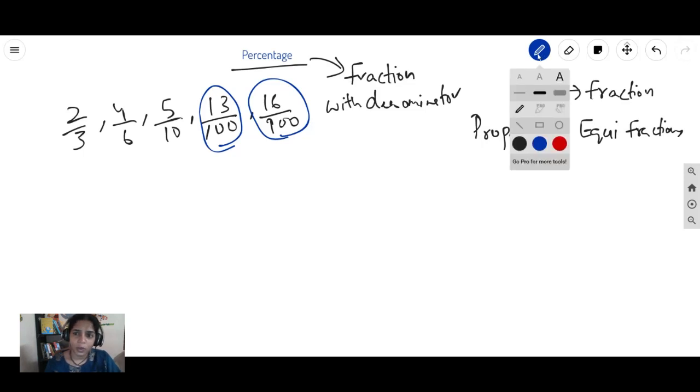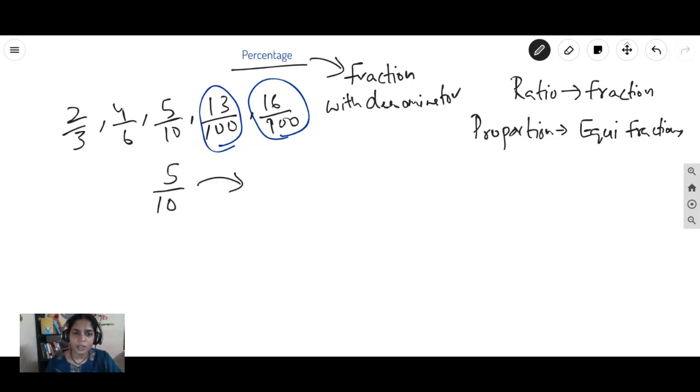Now, for example, this 5/10 does not have denominator 100, but can you convert it in such a way that the denominator becomes 100? If you can do that, once you do that, it will become a percentage, right?